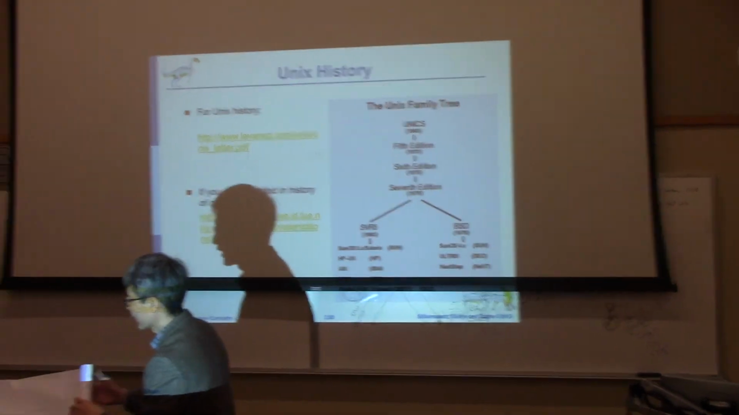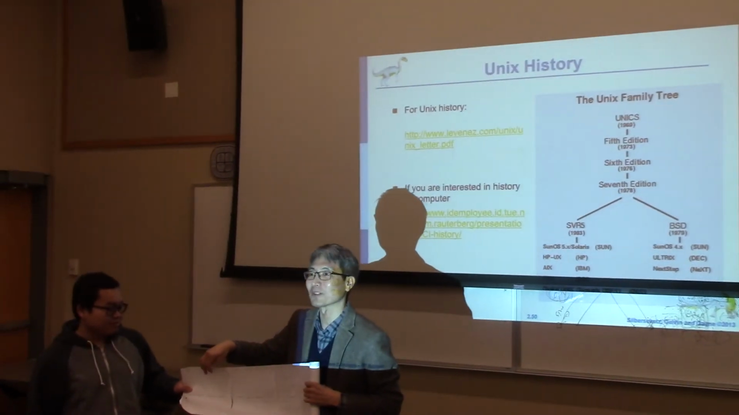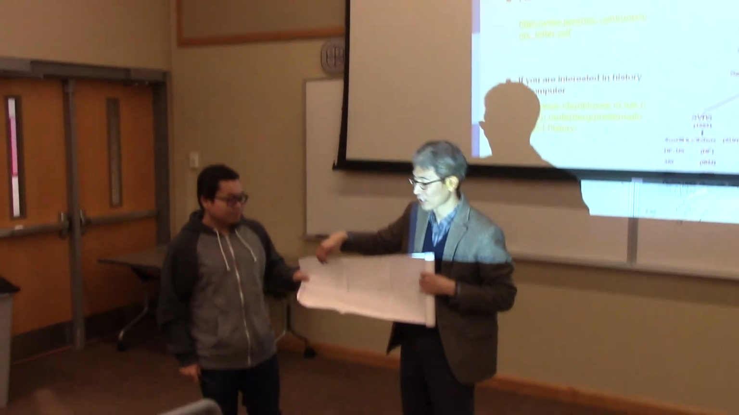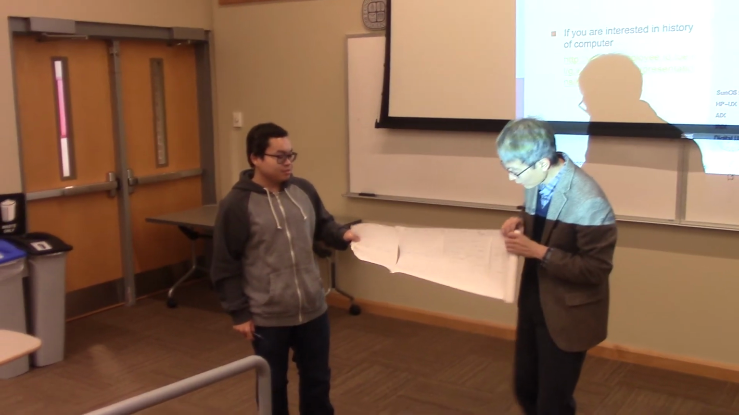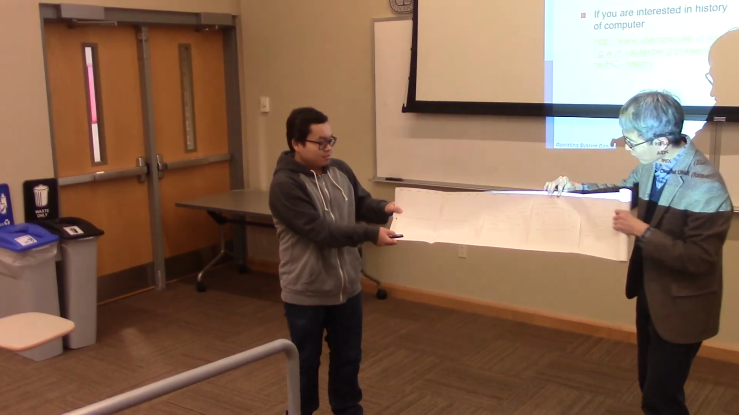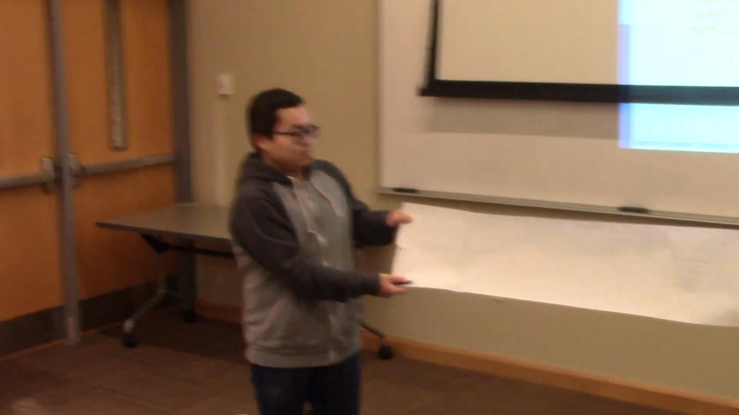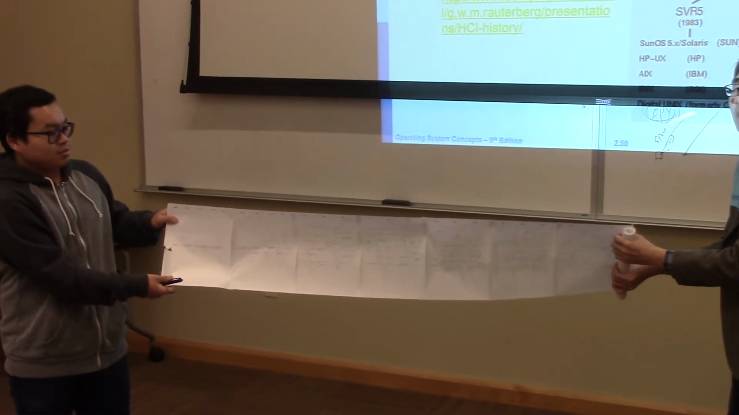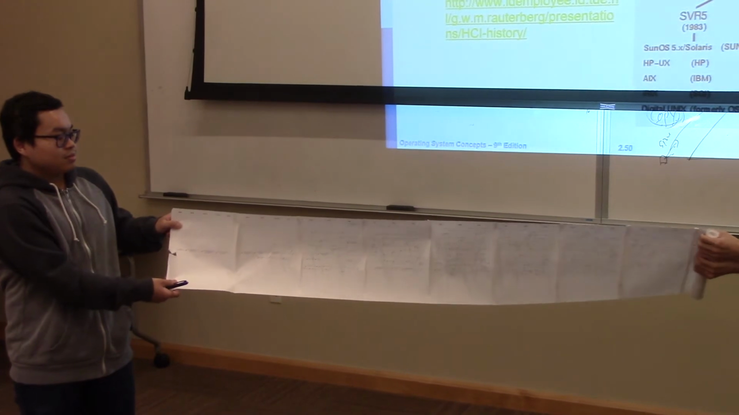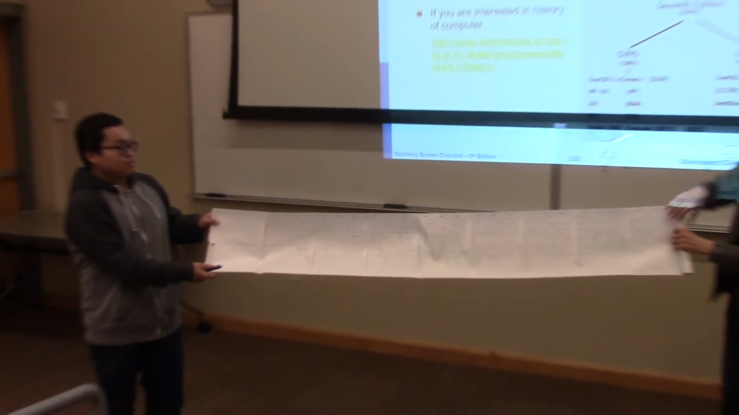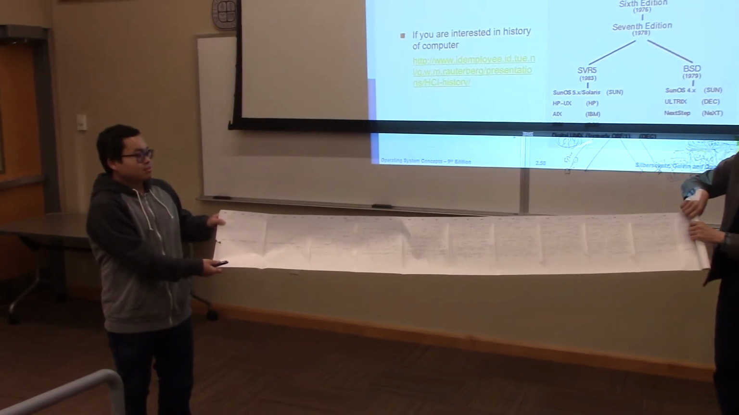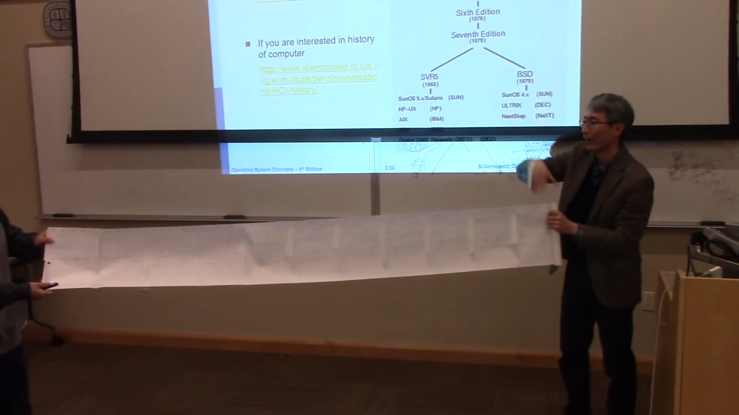Okay. So this is the family tree of the Unix system. It starts very simple, but as you can see, there are many versions. You don't have to study this. I just print it out and keep using it every semester. As you can see, there are many different branches. You can go back.